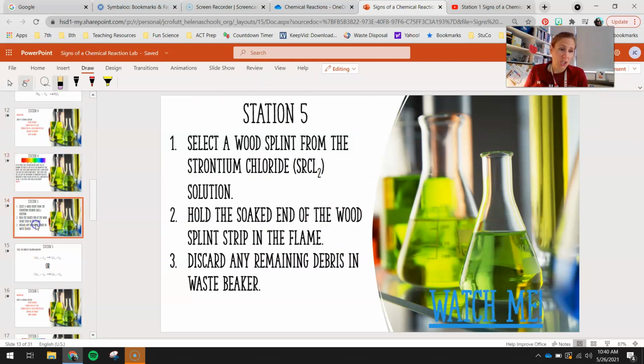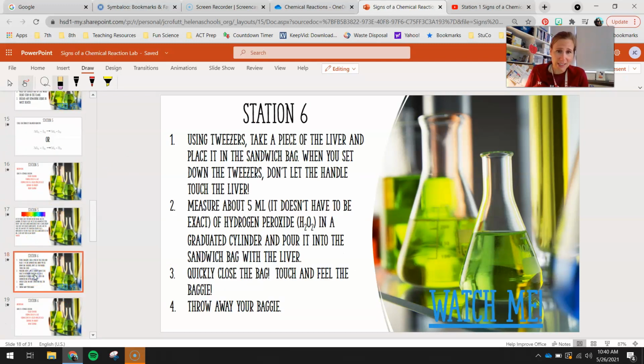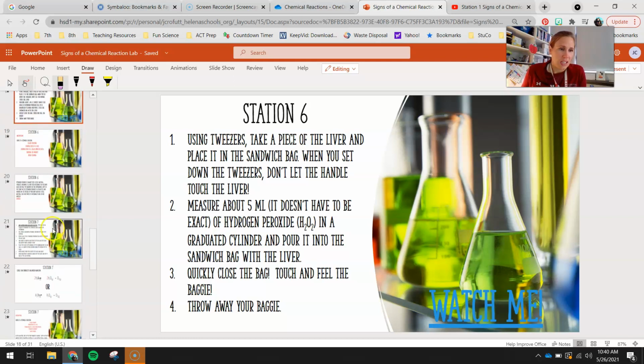Station 5, you are taking a wood splint that has been soaked in strontium chloride, and you are burning that as well and seeing what happens with it. Station 6, you have a piece of chicken liver that you're adding hydrogen peroxide to. Hydrogen peroxide is that stuff that maybe some of you have in your household. It's in the brown bottle, and when you get scrapes, you dump that on there and it turns white and kind of bubbles and it stings really bad and you blow on it. That's what hydrogen peroxide is. So you will see what happens when we add that to chicken liver.